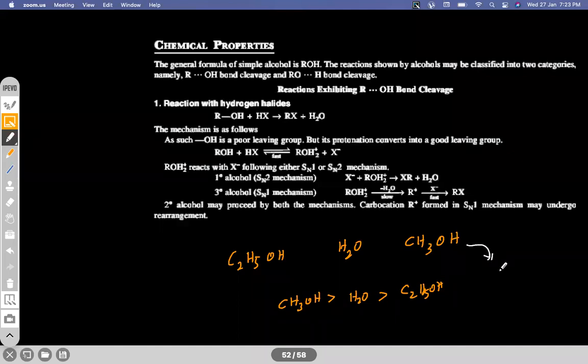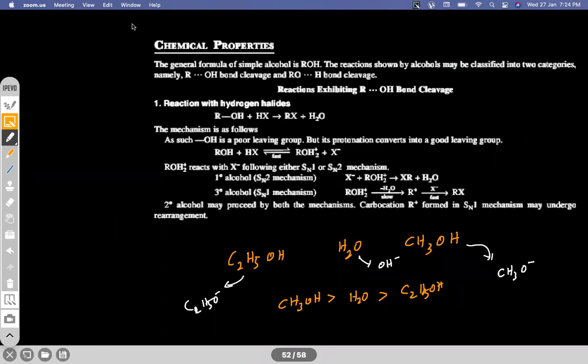If you go by logic, then you will write the conjugate base of this, CH3O minus, conjugate base of this, OH minus, conjugate base of this, C2H5O minus. If you look at the plus I nature of CH3 and C2H5, it will increase the electron density on the O minus oxygen, and hence it is a weak conjugate base, not a good acid. Still, CH3OH is a better acid than water itself. So in aliphatic alcohols, methanol is the only one which is more acidic than water. Okay, keep that in mind. The order is based on its Ka, pKa value. Logic is not applying over here, the plus I effect over here.